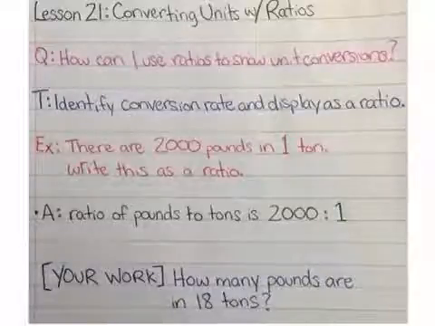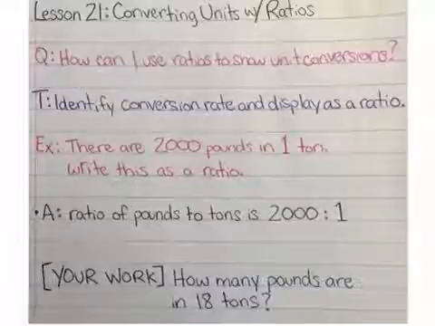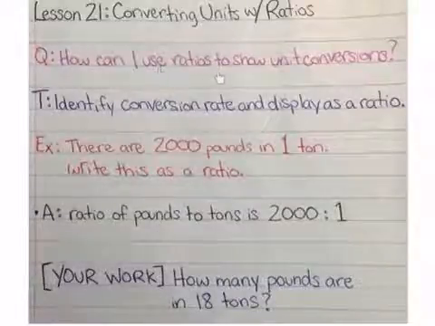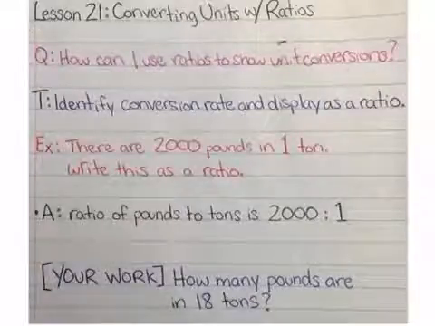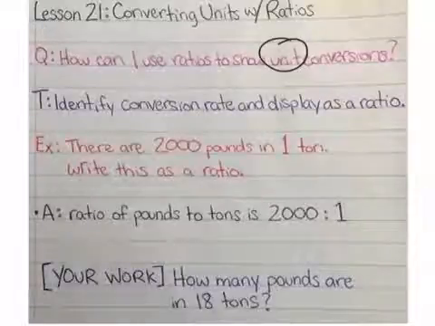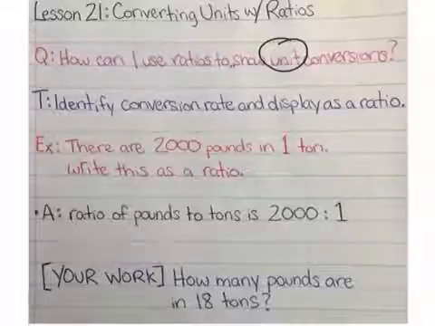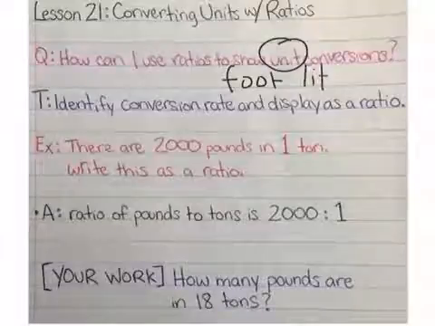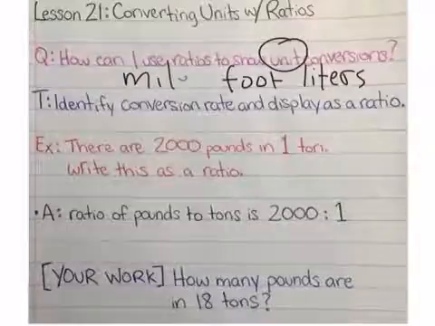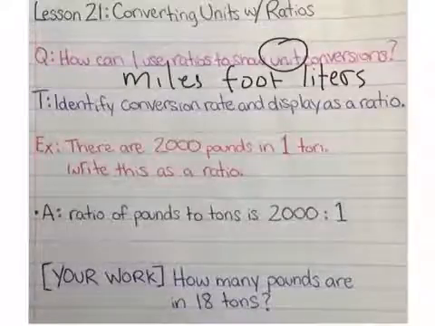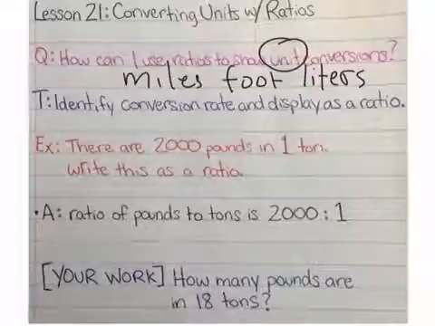Now let's take a look at our question. How can I use ratios to show unit conversions? And now here when I'm talking about units, I'm talking about just words that describe quantities. So we could say like a foot or liters or let's say miles, any of these typical units that we'd see on a quantity.